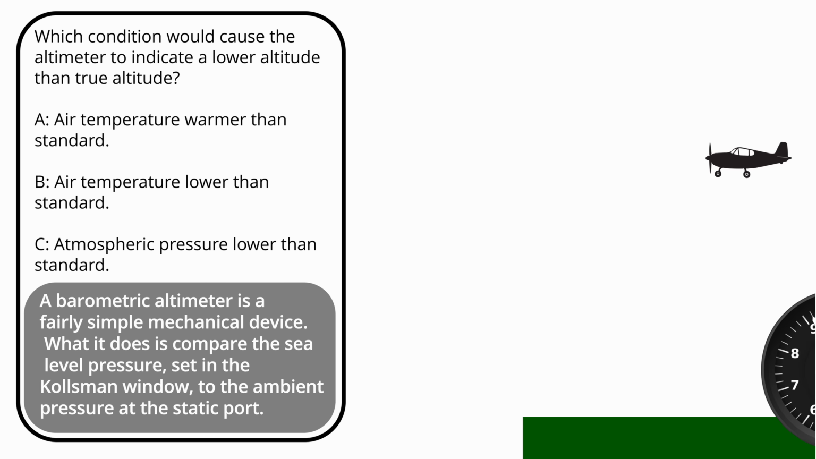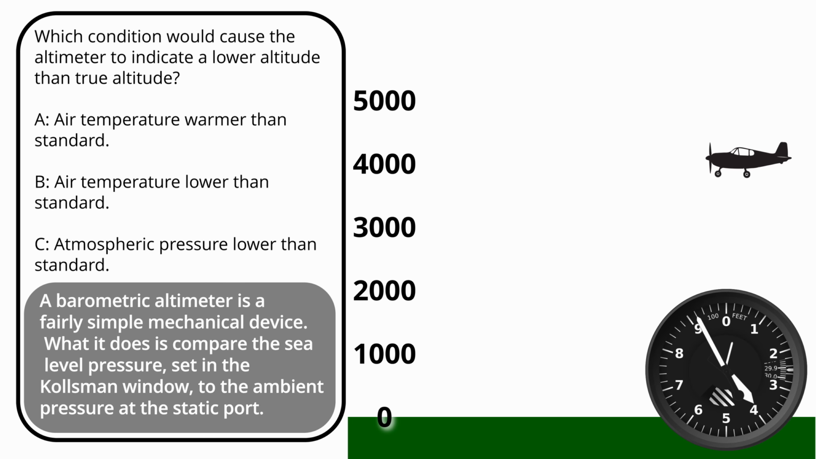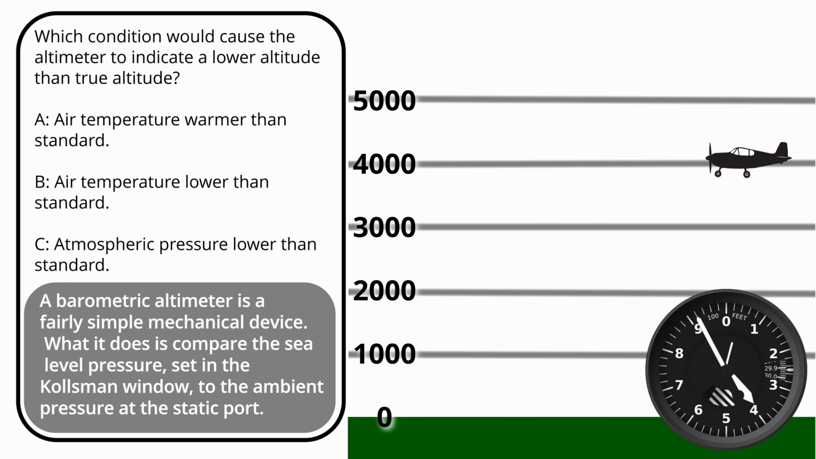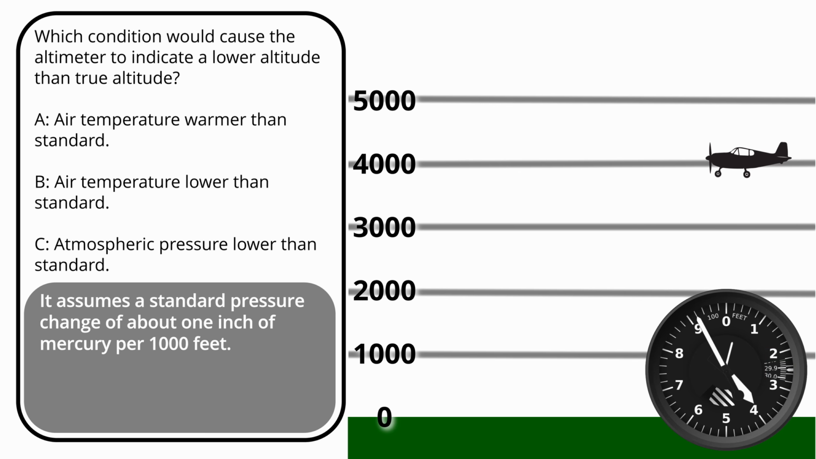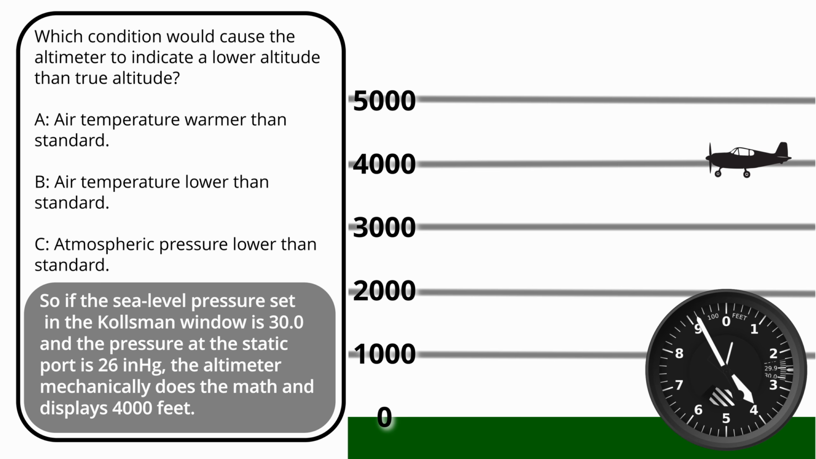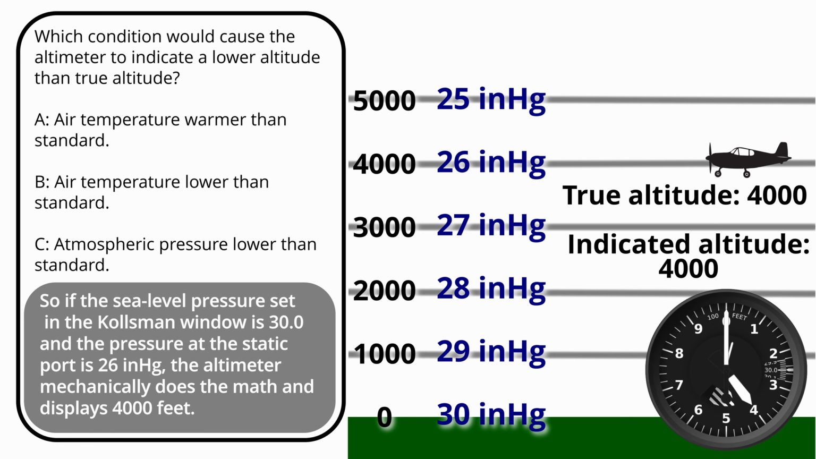A barometric altimeter is a fairly simple mechanical device. What it does is compare the sea level pressure, set in the Kollsman window, to the ambient pressure at the static port. It assumes a standard pressure change of about 1 inch of mercury per 1,000 feet. So if the sea level pressure set in the Kollsman window is 30.0 and the pressure at the static port is 26 inches of mercury, the altimeter mechanically does the math and displays 4,000 feet.